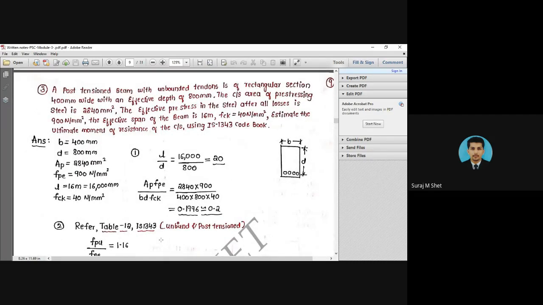A post tensioned beam. So they mentioned post tensioning. Okay, in table number 11 and table number 12 already there will be two parts, post tensioning and pre tensioning. So you have to see post tensioning here.